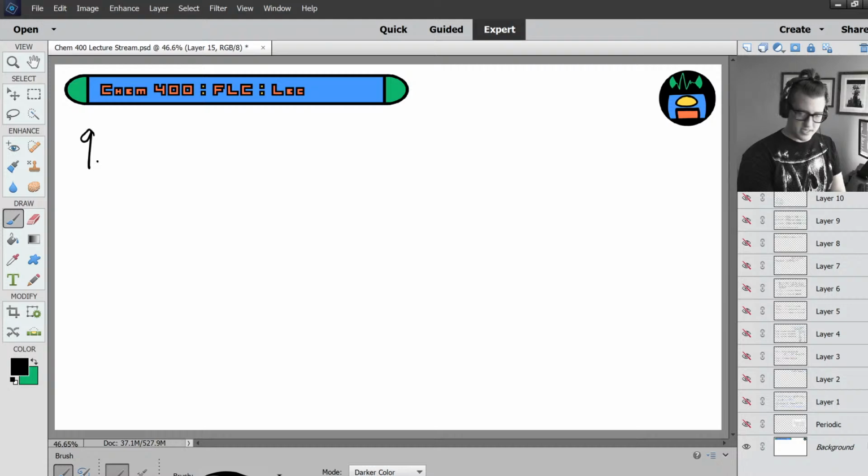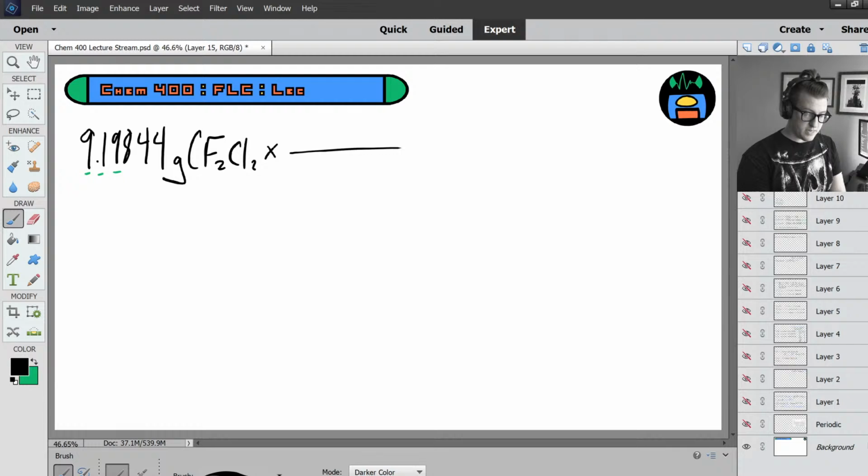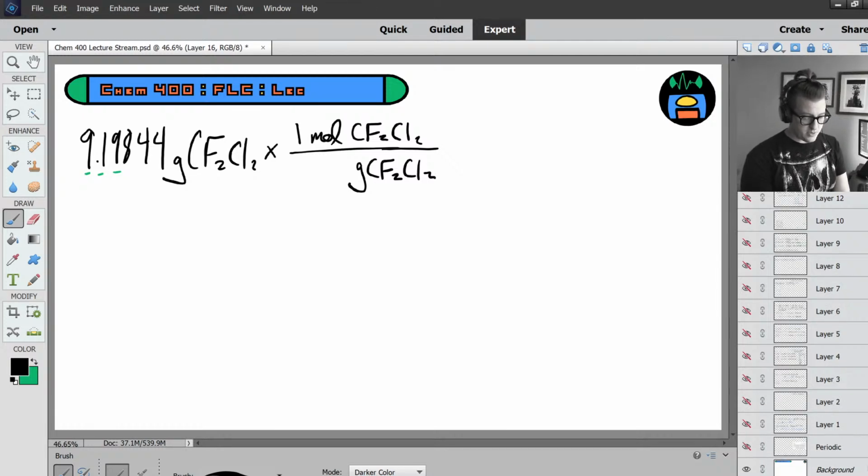So we have 9.19844, 3 sig figs here. This is grams of CF2Cl2. If we're going to find molecules, our first step is we have to take our grams and convert them to moles. All right, which means we have a molecular weight to calculate.